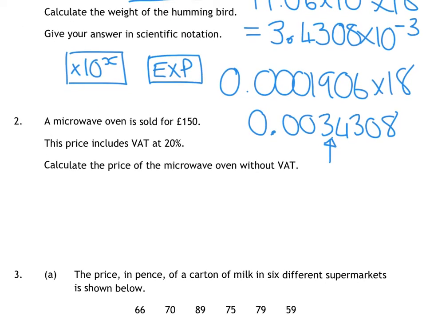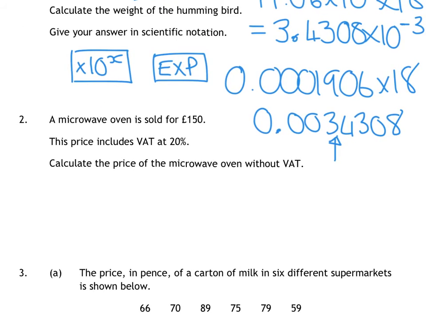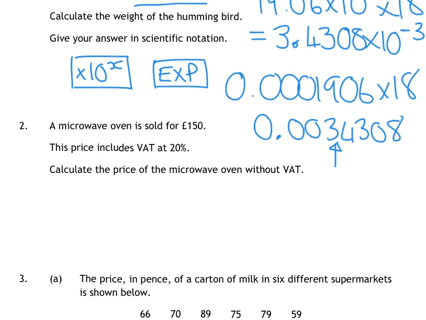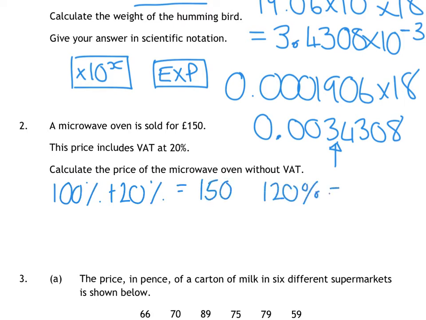Question 2 is a percentage question, and it's telling us a microwave oven is sold for £150. This price includes VAT at 20%. Find the price of the oven without VAT. So what's happened is we had the price of the oven, so we had our original answer of 100%. They added on 20% and they got the price of 150. So that £150 is the equivalent of 120%. We want the original value.